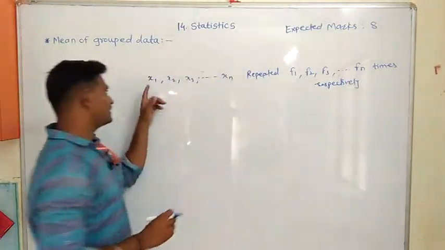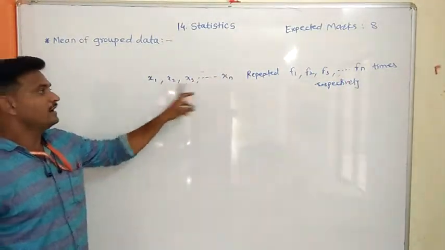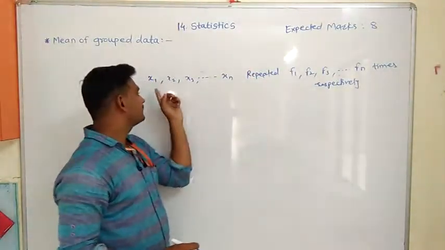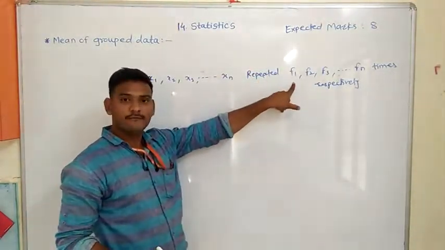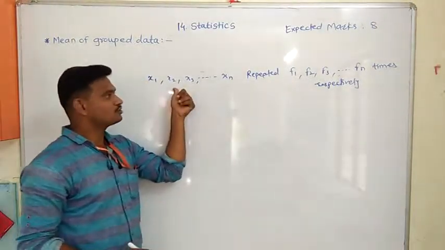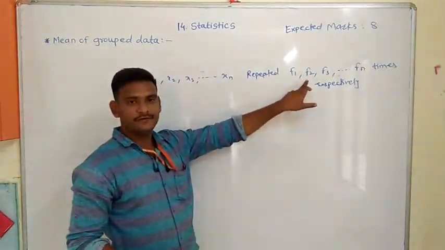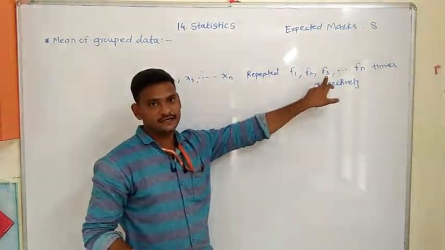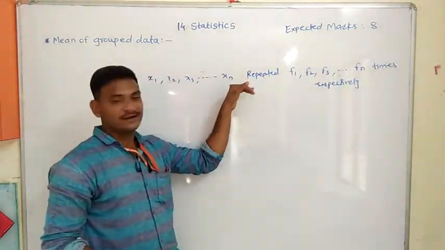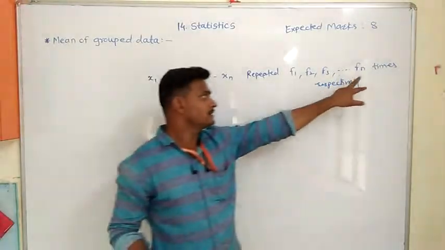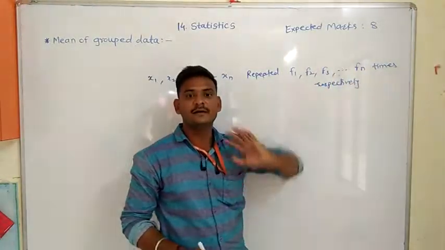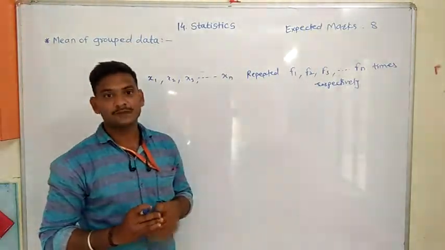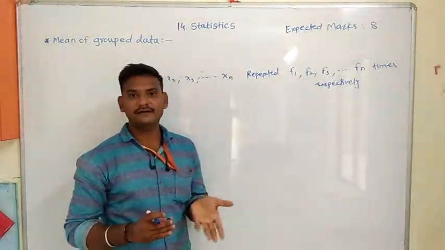Suppose the observation x1 occurs f1 times, the x2 observation occurs f2 times, the x3 observation occurs f3 times, and so on up to the xn observation, which occurs fn times. Then how can we find the mean of these observations?